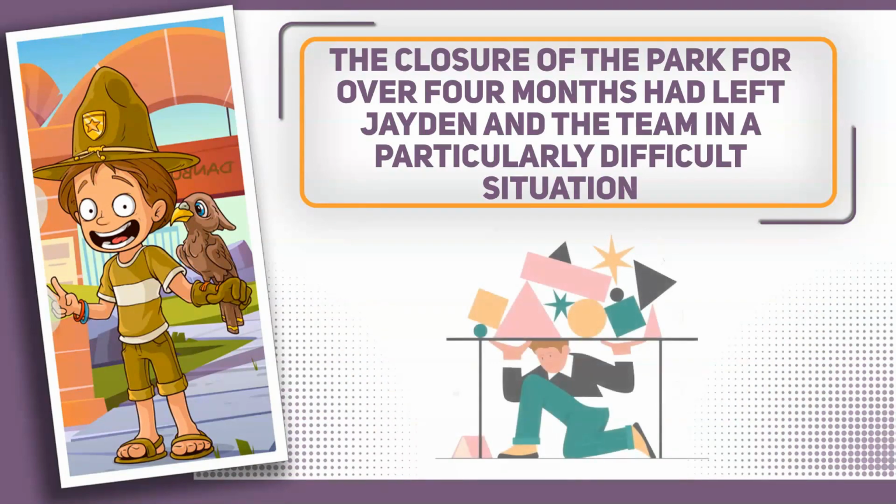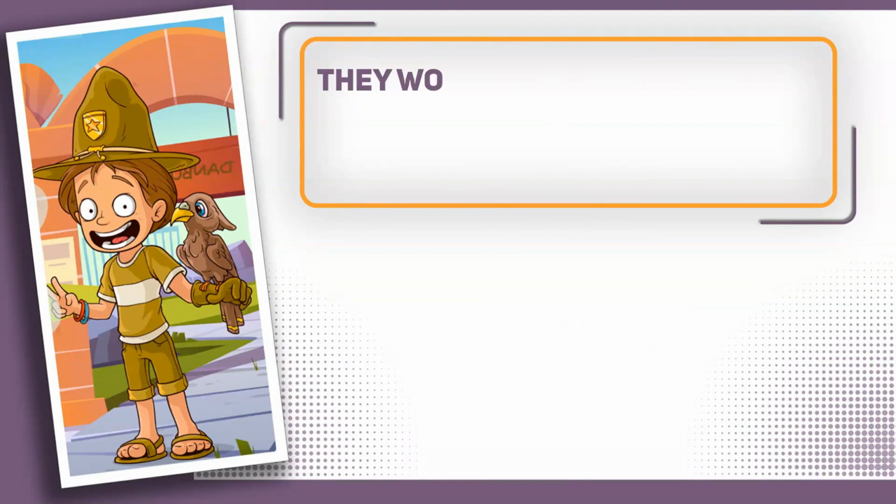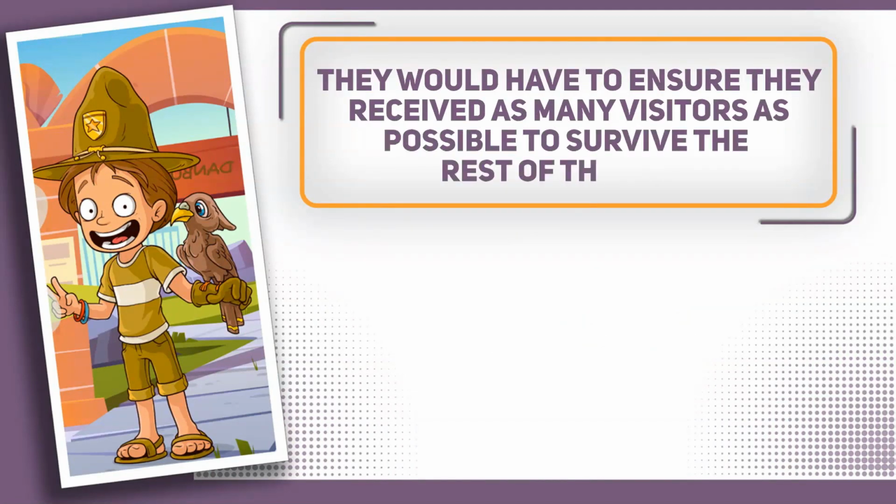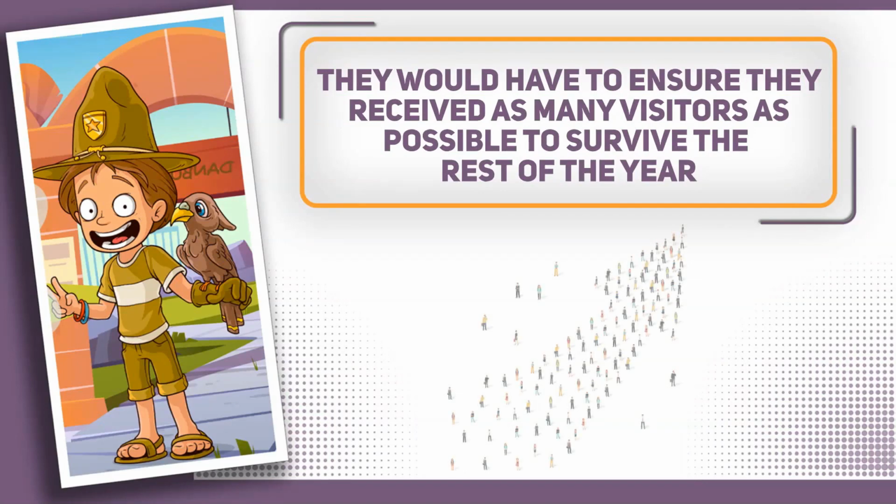Even though, as the summer approached, they were once again able to open the park, they would then have to ensure they received as many visitors as possible to survive the rest of the year. To do this, Jayden decided that creating a successful advertising campaign was the way to go, and we will discuss throughout this video how best he can use advertising to keep the park open.